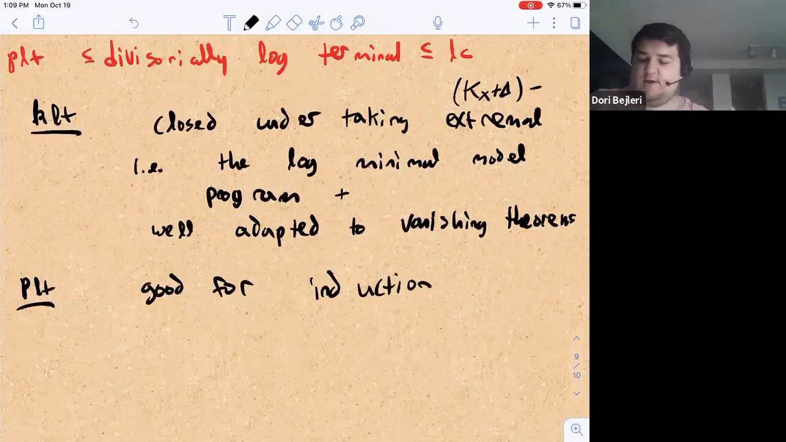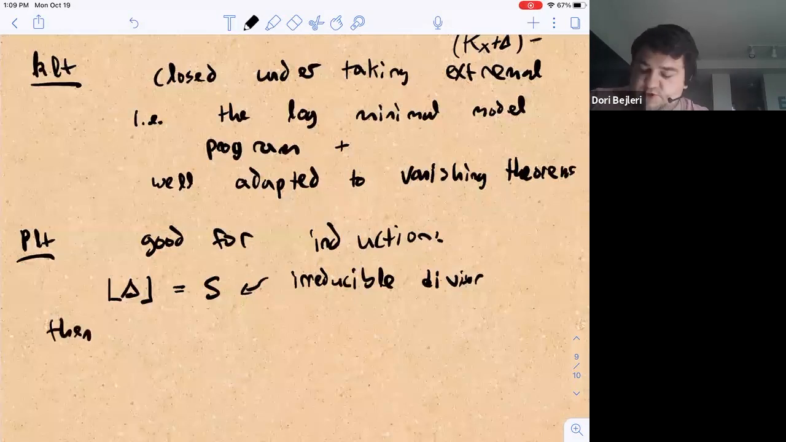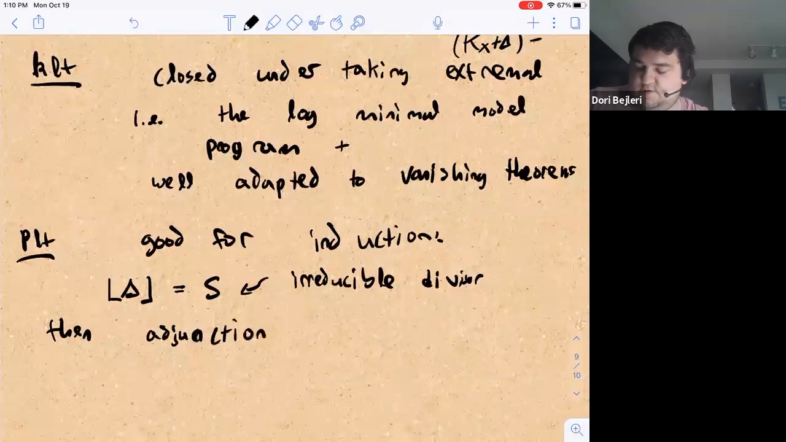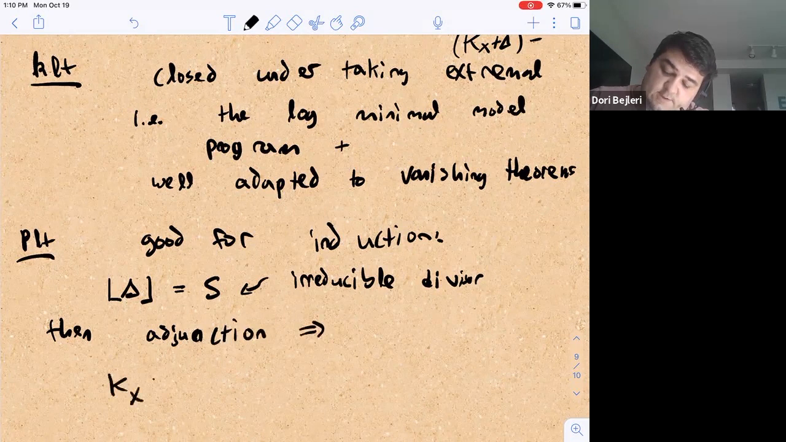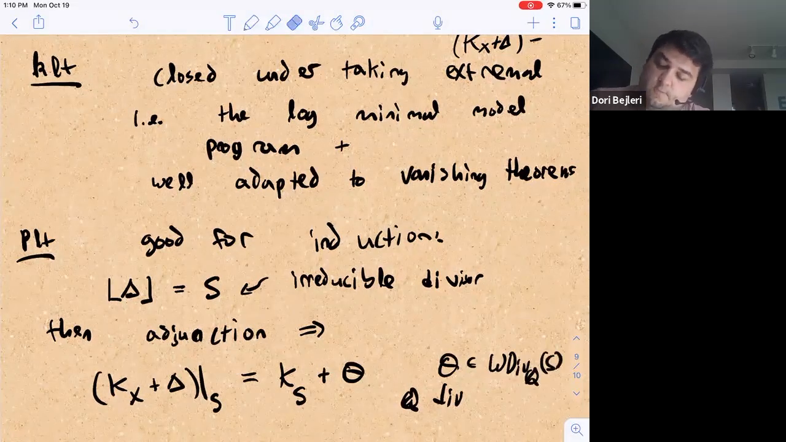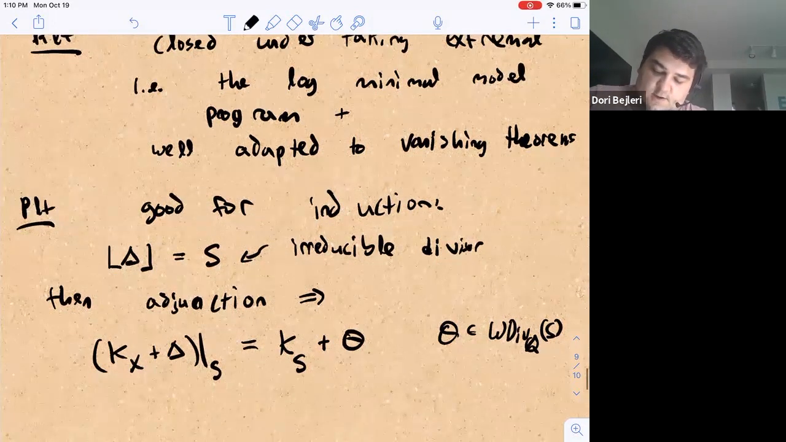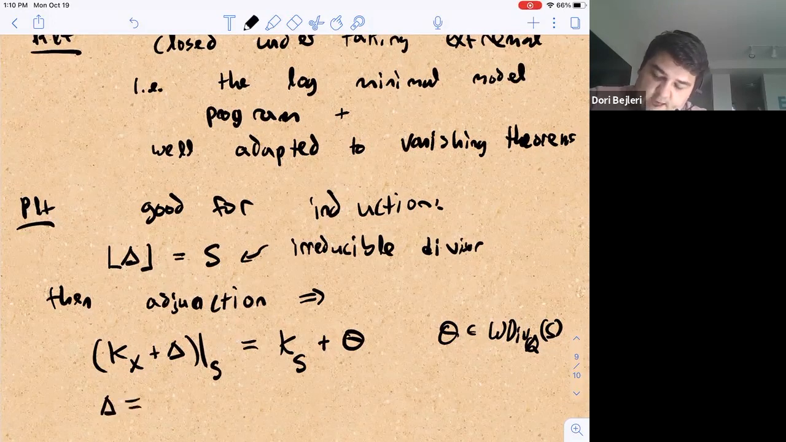Having these divisors with coefficient 1 lets you induct. Specifically, what I mean is if you have a PLT pair with the round down just a single divisor, let's say S, some irreducible divisor, then we have a more general version of adjunction, which we'll probably discuss in more detail at some point in the class. But then adjunction implies that K_X plus Delta restricted to S is equal to K_S plus Theta, and essentially here Theta is just defined as the divisor that makes this statement true, because you know that Delta can be written as S plus stuff with coefficient smaller than 1.